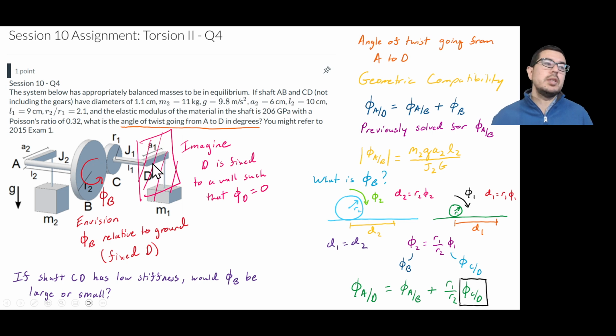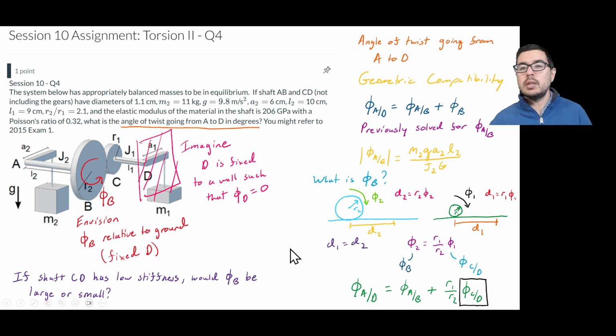So now our attention has to turn to what we don't know. We know the radii, or the ratio of the radii, that is given here. So this is R2 over R1, and this is going to be flipped, so it's R1 over R2. And we've got to figure out what phi CD is.